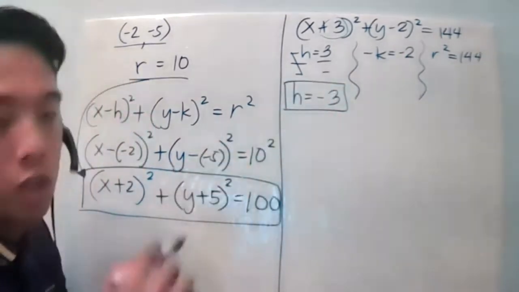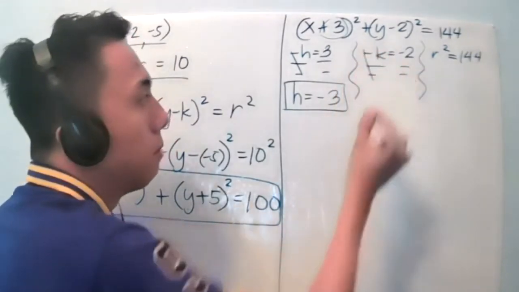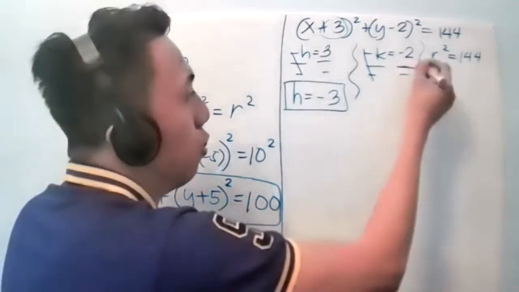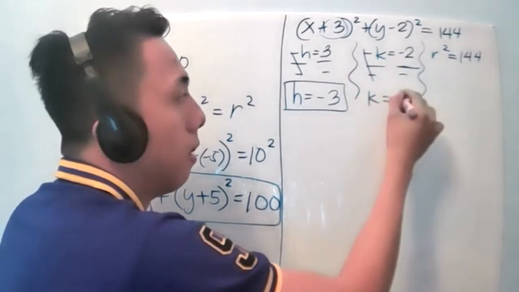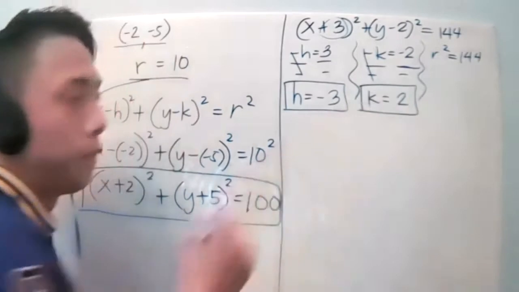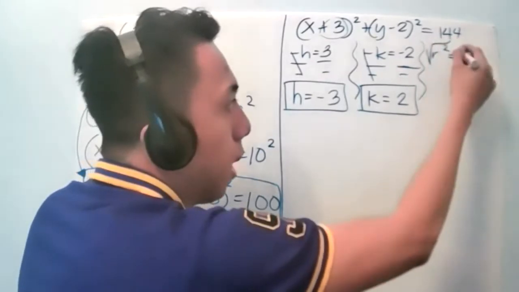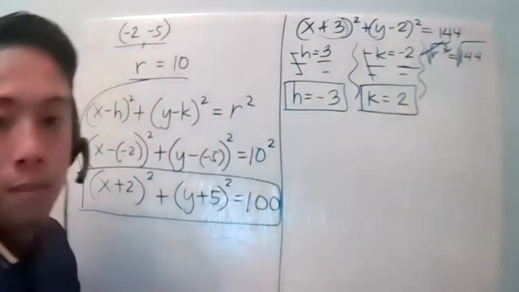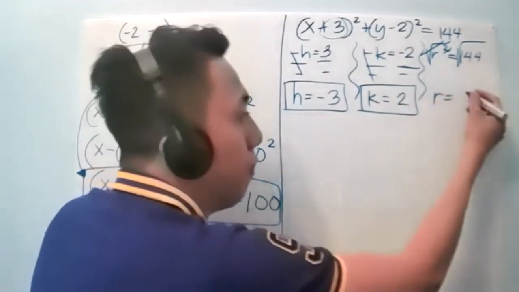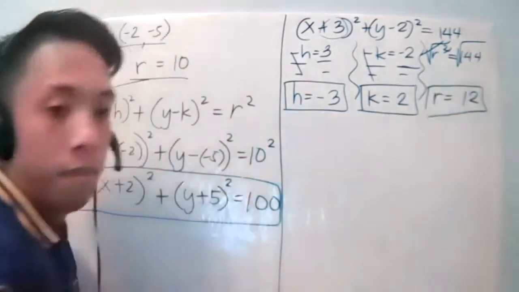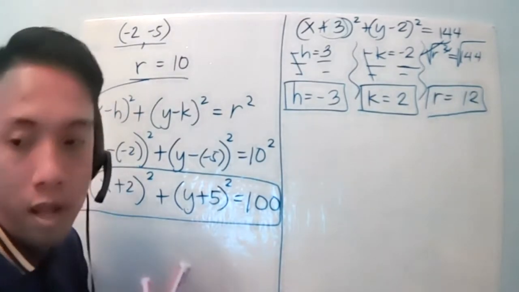Ang k natin, still negative, so we need to divide both sides by negative. So -2 divided by negative, that will be positive 2. And we have the r squared equals 144. Kontrahin natin ang squared using square root. So we have now r as the square root of 144, which is 12. Okay? The square root of 144 is 12.